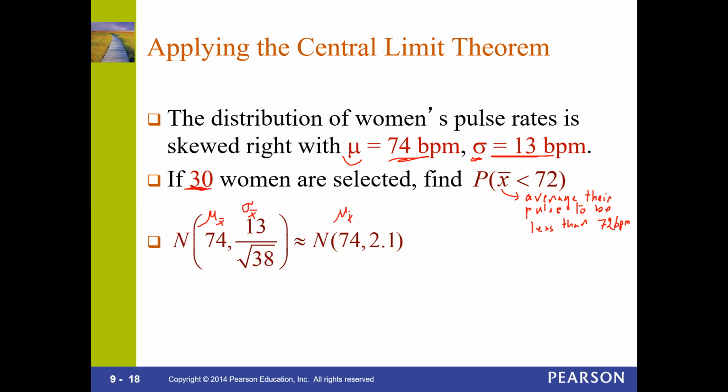Mu x bar, and then sigma x bar is going to be 2.1. As you can see, I have a large sample, and the standard deviation is small compared to the previous one, which went from 13 to 2.1 because I have a large sample.